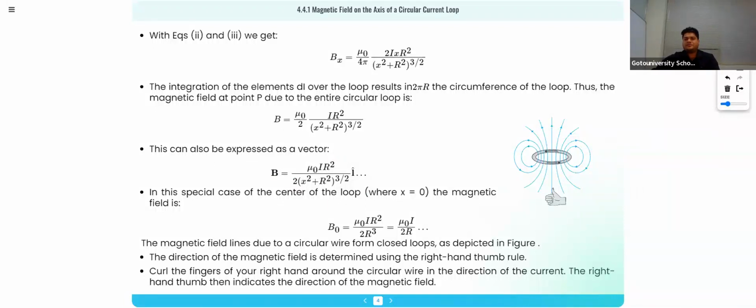Okay. So this is how you can find the magnetic field on the axis of a circular current carrying loop.